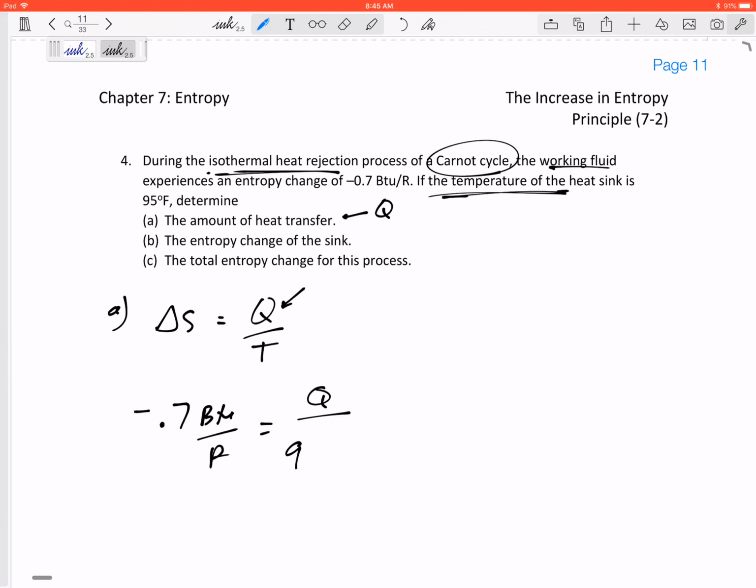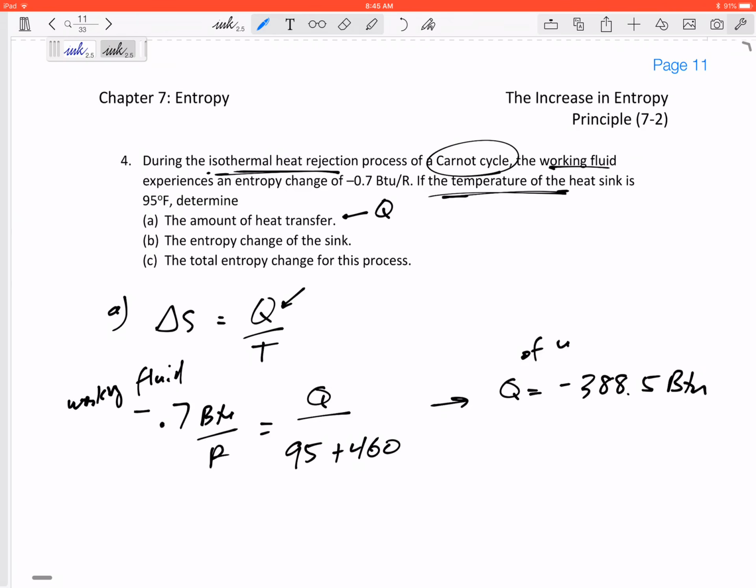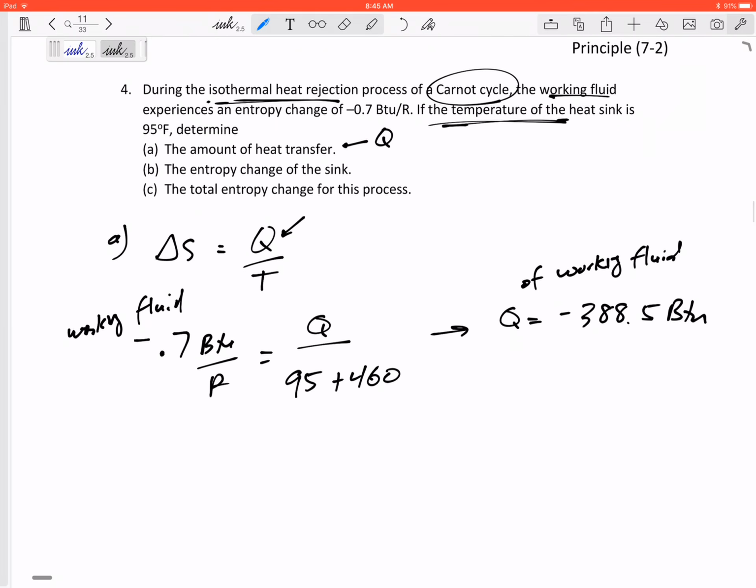So this temperature of the working fluid, this is what we're looking at, working fluid right now, is still this temperature 95 degrees Fahrenheit, but I need to add 460 to get it to Rankine. All right, Q is negative 388.5 BTU. That is the Q of the working fluid. So the working fluid rejects heat into a sink, and so the working fluid gives off this Q right there to the sink.